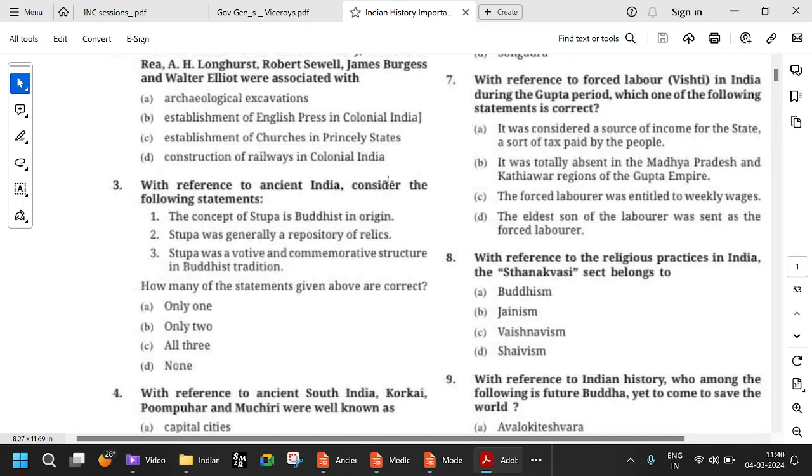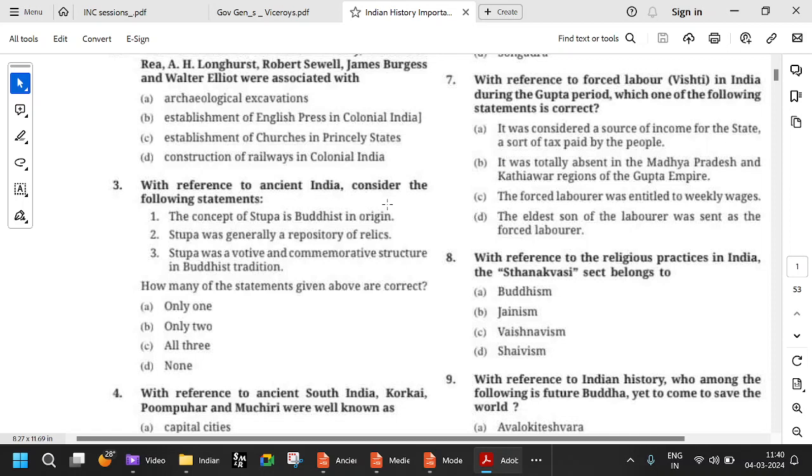So with reference to ancient India, consider the following statements. The concept of stupa is Buddhist in origin. Many people will get confused. Buddhism is associated with stupas, but the concept of stupas existed even before Buddhism. There were many stupas much older and prehistoric in origin, during the megalithic period, etc. And in the Indus Valley civilization also stupas were there. So that is wrong.